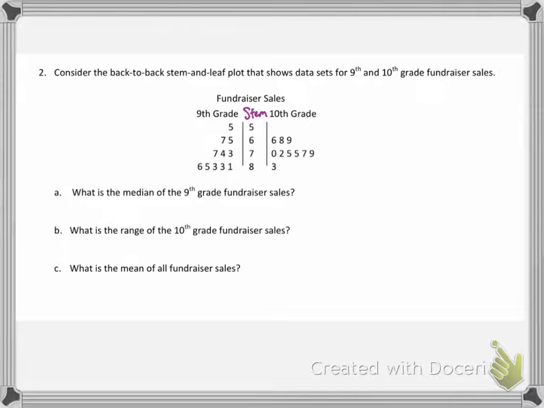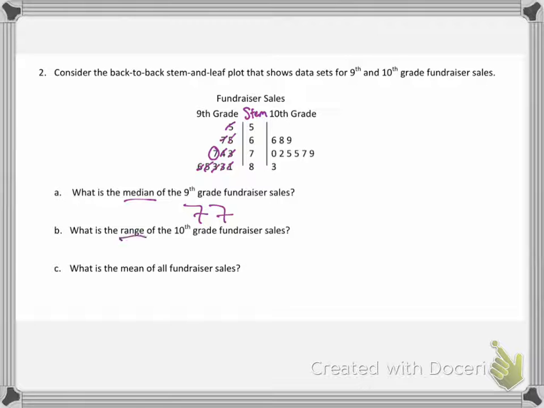So let's go ahead here and answer these 3 questions. A is asking, what is the median of the 9th grade fundraiser sales? So if I look here, I have a total of 11 leaves, so I should have a pure middle. So again, I can cross out lowest and highest as I go along. And there is my pure middle left over. Leaf of 7, stem of 7. The median of the 9th grade fundraiser sales would be 77.